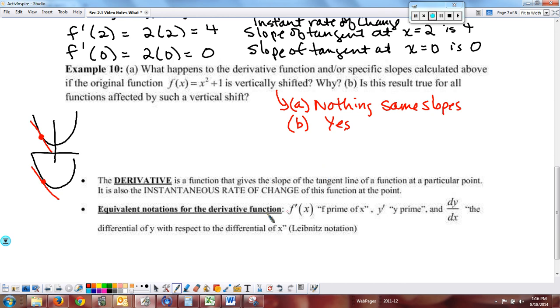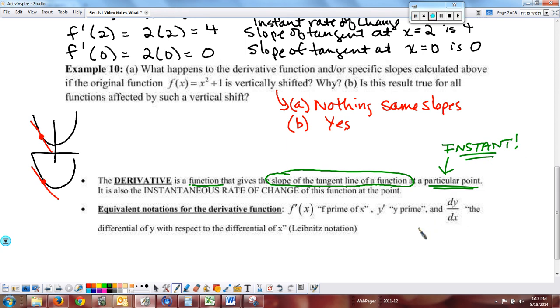Just a little notation here at the bottom to remind you, your derivative is a function. It's going to give you the slope of the tangent line of the function at a particular point, at an instant. That's going to be the key here. And you will always have to reference what instant you are looking at, and it's also the instantaneous rate of change or instantaneous velocity of the function. The notations are f prime of x, y prime, and dy dx. Also the differential of y with respect to the differential of x, the derivative of y with respect to x. All of those mean the same thing, and we're talking about this derivative function.